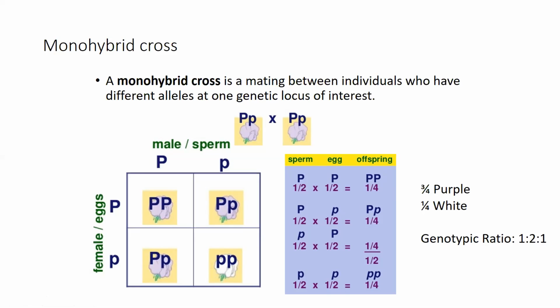Are we cool with monohybrid crosses? Like the concepts behind them and how you can actually calculate the probability of that child, I guess? Yeah.